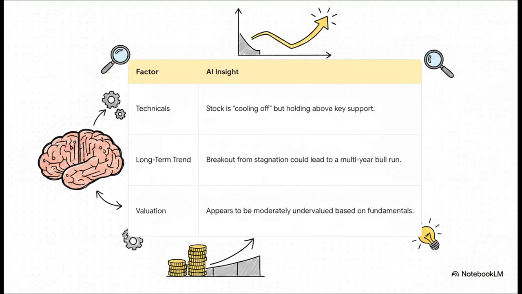Okay, just look at how the AI blends these two worlds. It sees the technicals, right? The stock price is cooling off at the moment, which means it's taking a breather after a nice run-up. But it contrasts that with the long-term picture. It's breaking out of a long period of just going nowhere, which could signal a major bull run. And then it layers on our fundamental analysis, confirming that the stock still looks undervalued. I mean, this is the kind of deep, nuanced thinking that's so hard to do on your own.